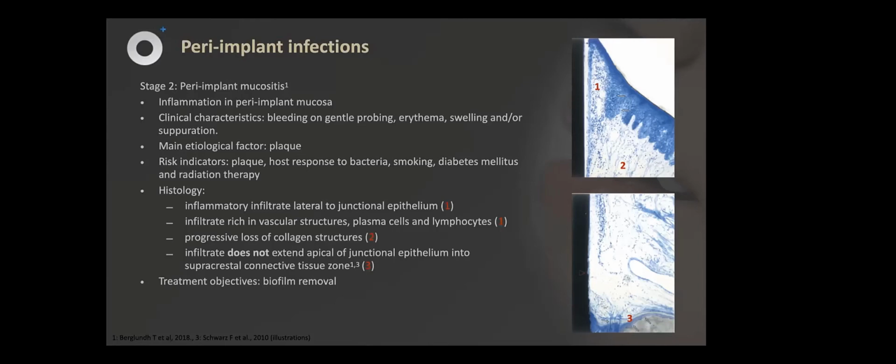If we look to the histology, you can see it here on the right side of the screen. We get an inflammatory infiltrate lateral to the junctional epithelium, infiltrate rich in vascular structures, plasma cells, and lymphocytes, and progressive loss of collagen structures. The infiltrate does not extend apical to the junctional epithelium to the supracrestal connective tissue zone. So most of the time we see in peri-implant mucositis that the bone is not affected.